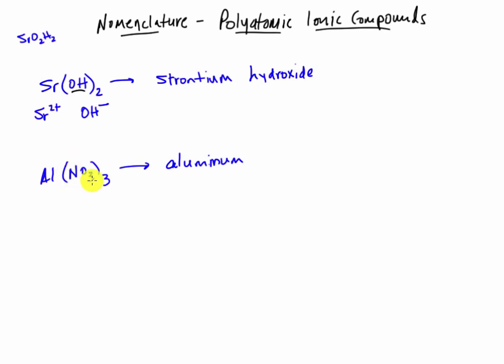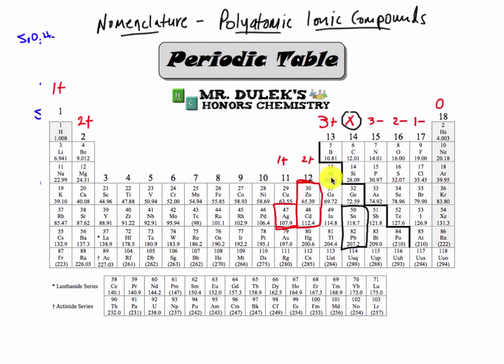Okay. Then I look at my anion. My anion is NO3, so therefore NO3 is a nitrate. So therefore I check again, look at my periodic table. Do I have aluminum? Is it a transition metal? Technically it's not. Transition metals end right here. There's a break here, so that is not a transition metal.